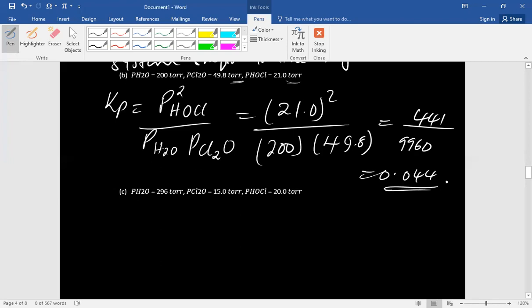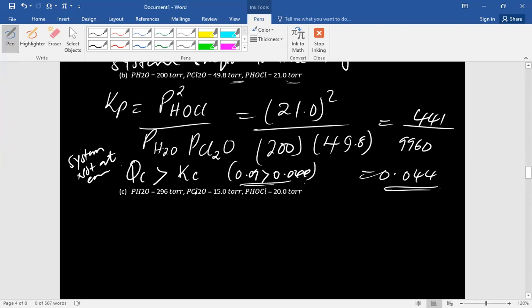Now we go again to comparisons. We know that 0.09 is greater than 0.044, so these are not equal. So the system is not at equilibrium. Since the system is not at equilibrium, how does it shift? Here our Kc, which is 0.09, is greater than our Q, 0.044. That means it will shift to the left.